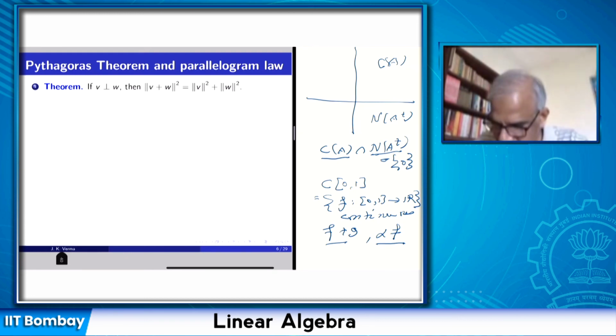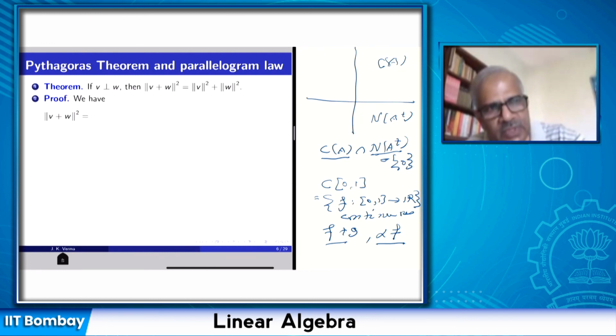So suppose I have two vectors v and w which are perpendicular in inner product space, then the square of the length of v plus w is the square of length of v plus square of length of w. This is the Pythagoras theorem. Let us prove that. It is absolutely easy to derive this using the axioms of inner product.